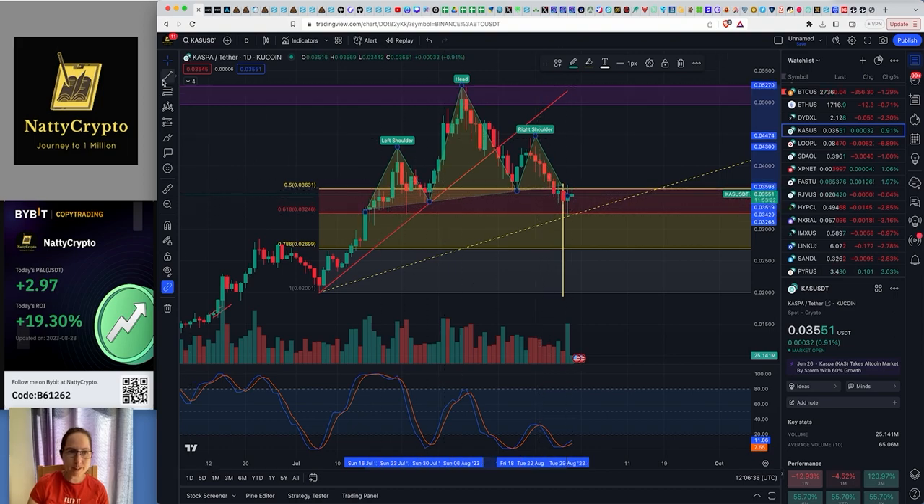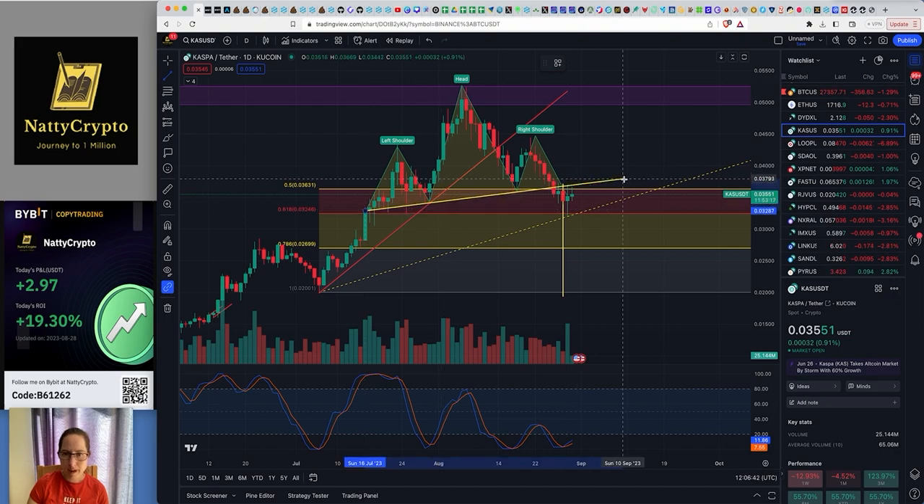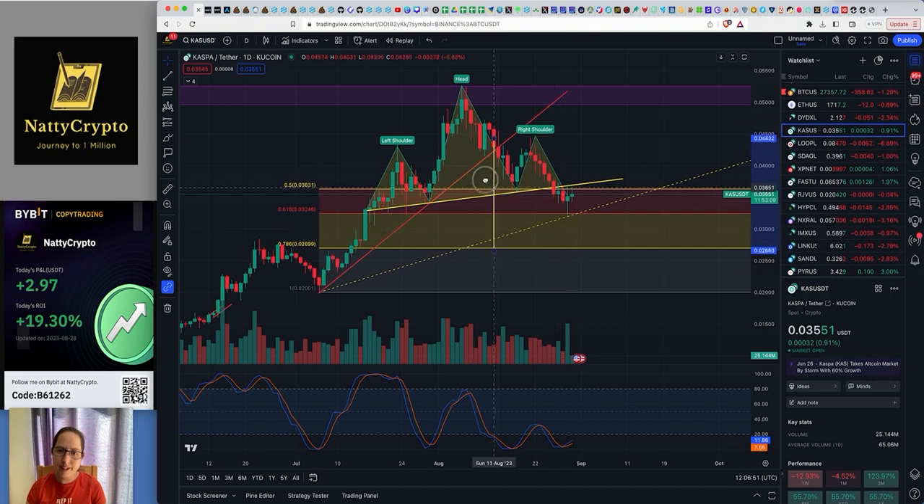So if it breaks the neckline and stays below it, then it's definitely going to go down. Now what they say is, it's likely to take the same move as from the top of the head to the neck, from where it breaks the neckline to the bottom. So really, Casper should be making its way down to here if this is completely validated. But you still get a nice decent short from it.